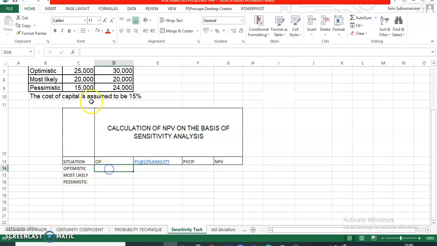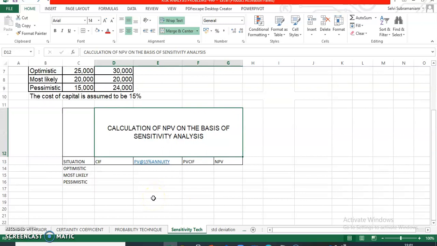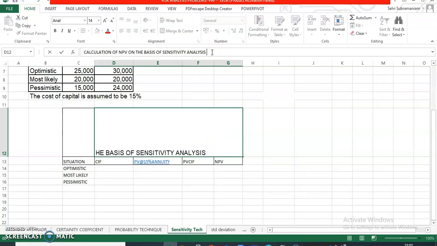CIF is given to you. Now this is given, this has to be taken for both X and Y. Sorry, A and B. So therefore let me take this as for project A and B.